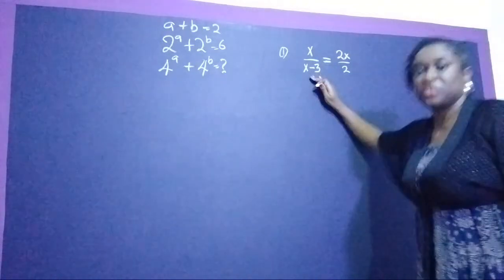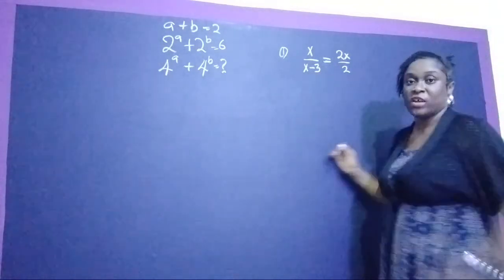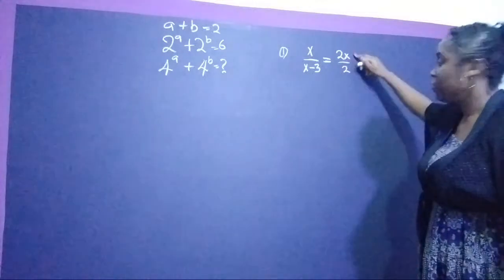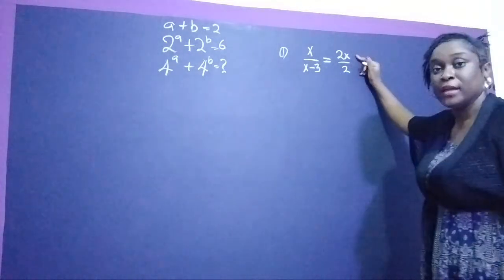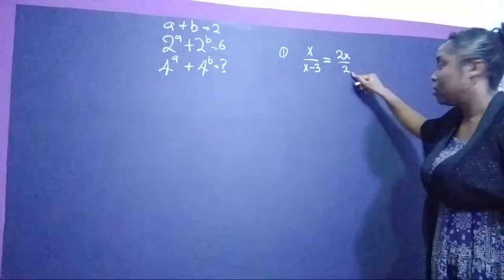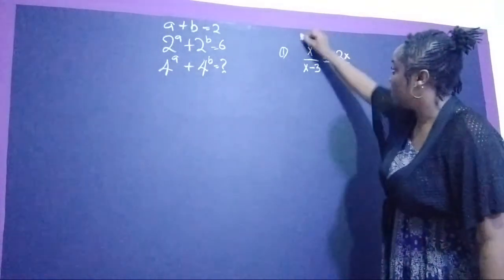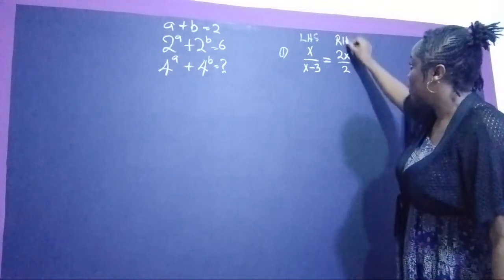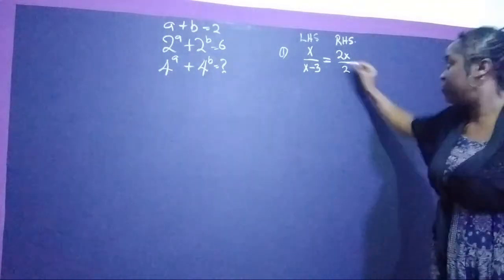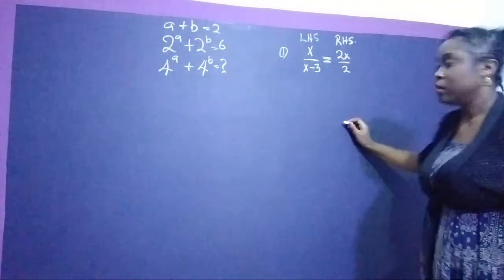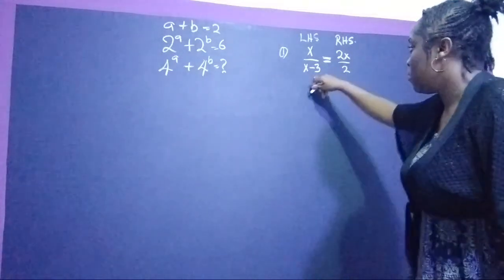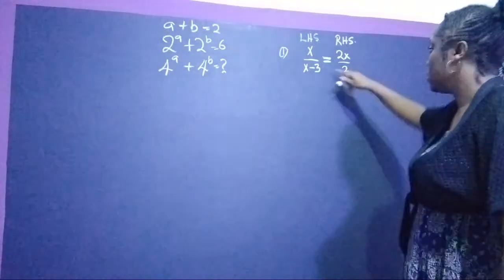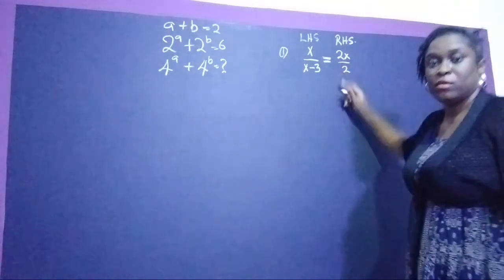This looks like a fraction. It's in the form of a fraction. Then you have the numerator and the denominator, on the left-hand side and also on the right-hand side of the equality sign. When you see a fraction-looking term, you can cross-multiply.